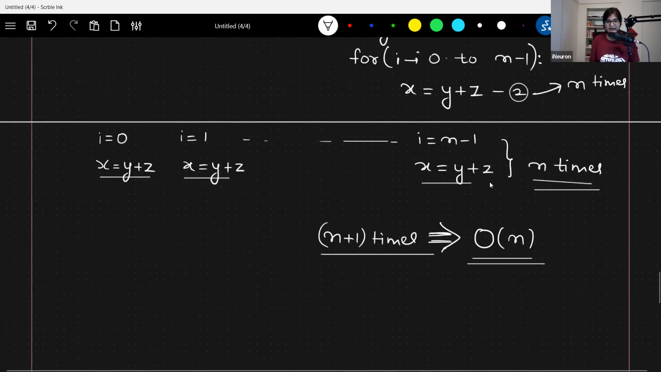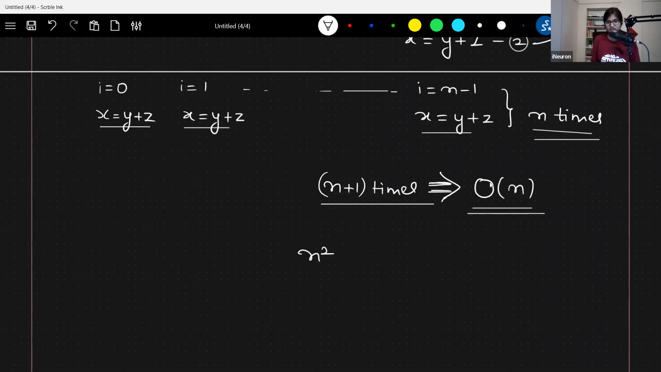Suppose there is some statement where you are getting something like n square plus n plus 1. I will show you in the next part. So Big O will say that don't take care about these lower terms. Always take the higher term and move on, because we are talking about approximations, not exact answers. So at that point of time, you can directly say big O of n square.